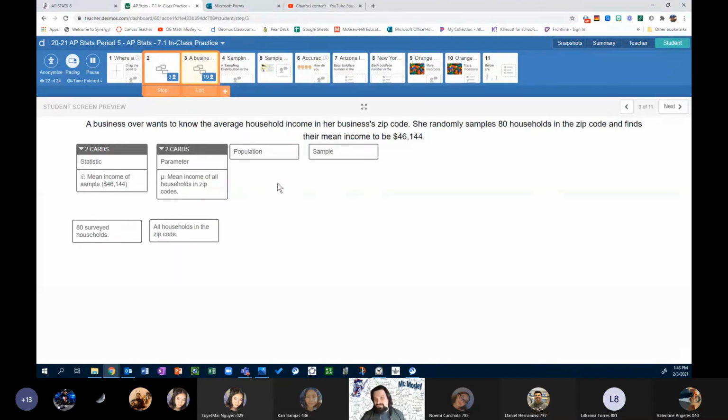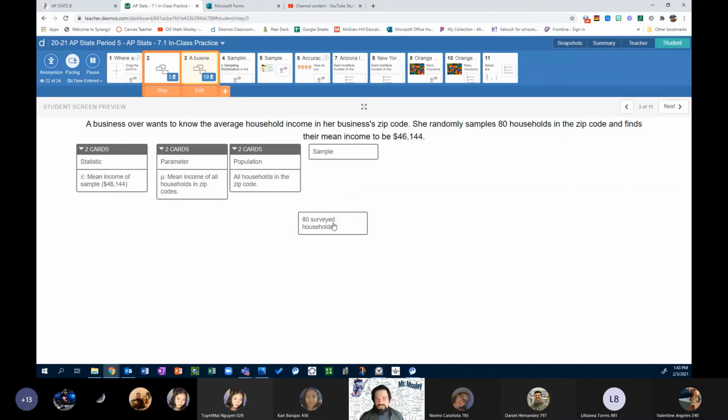In this case, we don't have that value. We just know that mu would represent that value. Population. This is all households in the zip code. And the sample is a subset of that population, being the 80 surveyed households. All right. Is there anything I can clarify here?